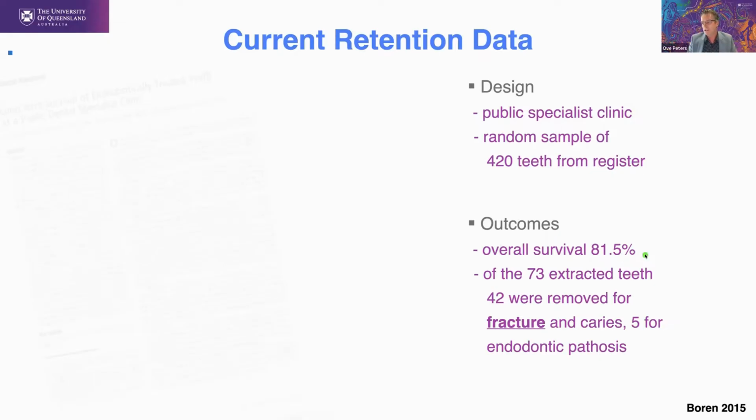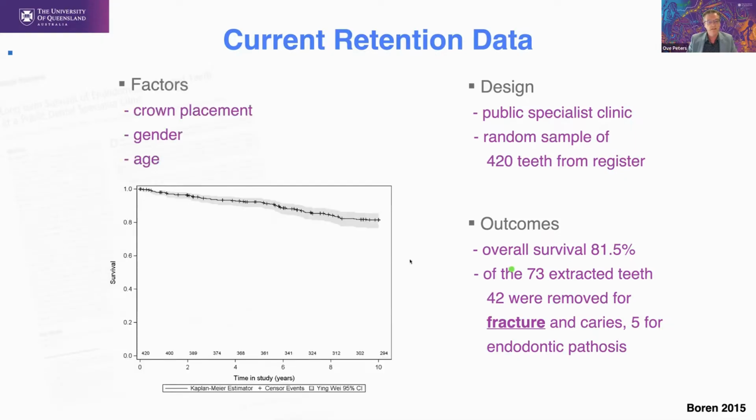Out of the extracted teeth, and this is important in this group, the vast majority was removed for fracture and untreatable caries. Only 5%, that's less than everybody else that I talked to would have expected, for non-treatable apical disease, endodontic pathosis. And the data shows a lot of other interesting factors in terms of crown placement, gender, age, and so forth, which you don't have enough time to analyze.